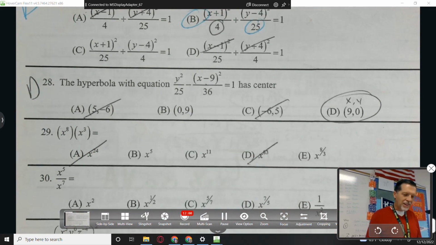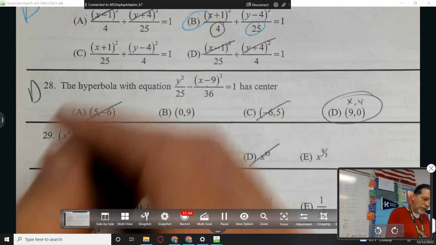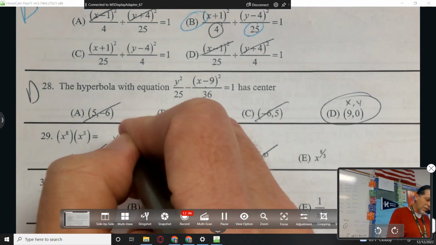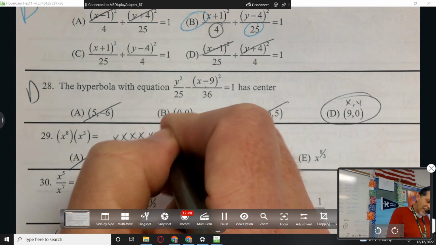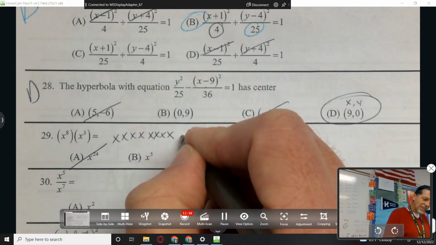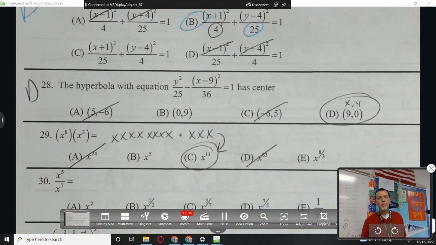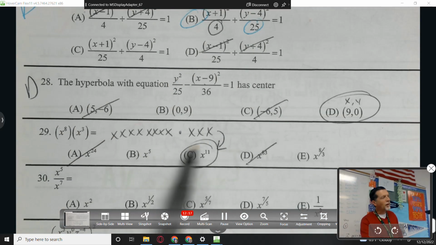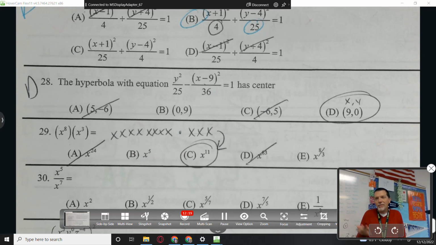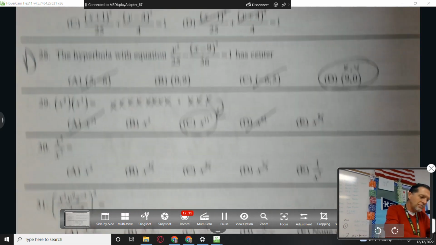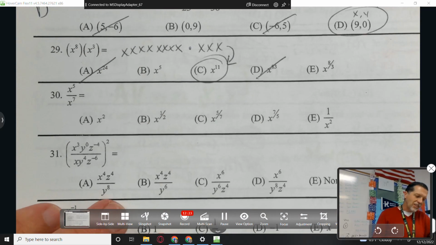What do we do with the 8 and the 3? We add them. Right? I mean, if you really had to think about it, x to the 8th means 8 x's times 3 more x's gives me 11 x's. Once in a while, I'll see people write that out. That's fine. Like you somehow forgot what was going on. Convince yourself how to get the right answer.